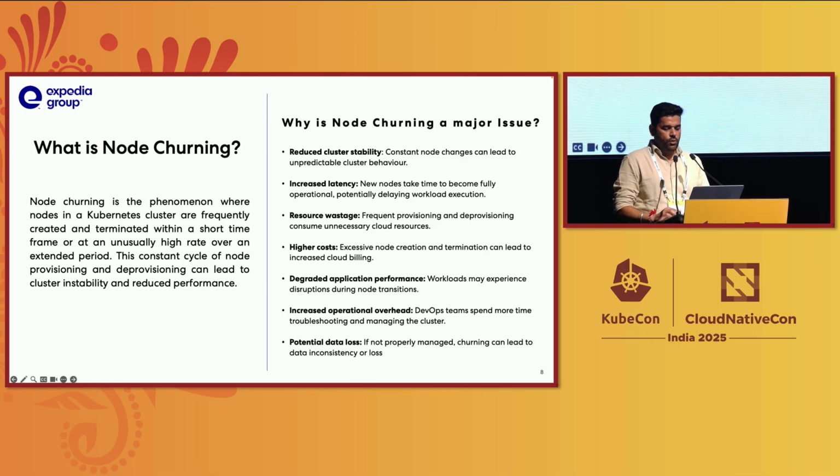Then increased operational overhead, like DevOps teams spend more time troubleshooting those kinds of issues. And potential data loss, like if node churning is not handled properly, it can cause data inconsistency and loss. So controlling node churn is critical for maintaining a stable, efficient and cost-effective Kubernetes environment.